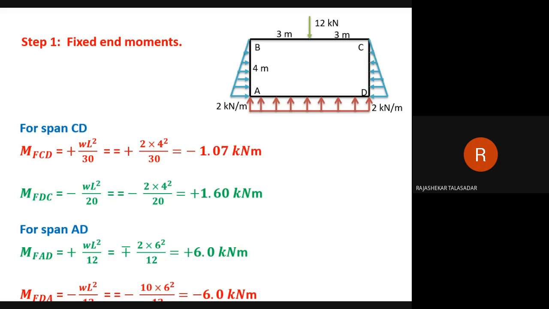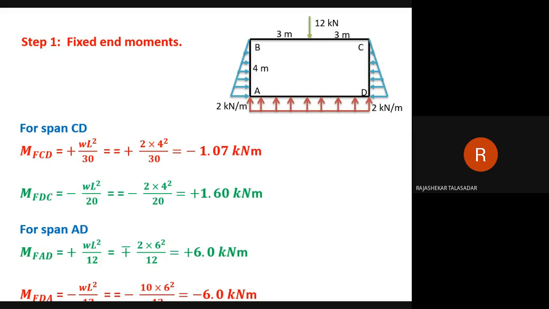But now the loading is upward. So this moment will be opposing this action. This is downward, so this will be opposing it. Means the first end will get clockwise here. So MF AB is plus WL square by 12, isn't it? So it will be plus 6 kilonewton meter you will get. The other end automatically will be minus 6 kilonewton meter.